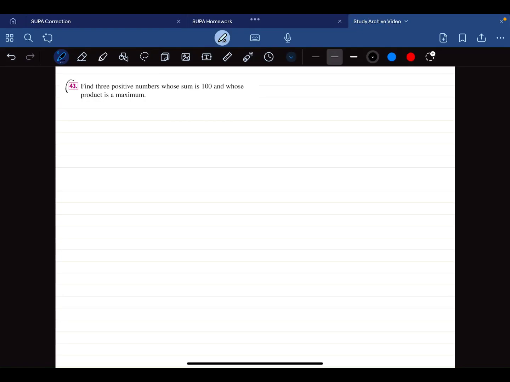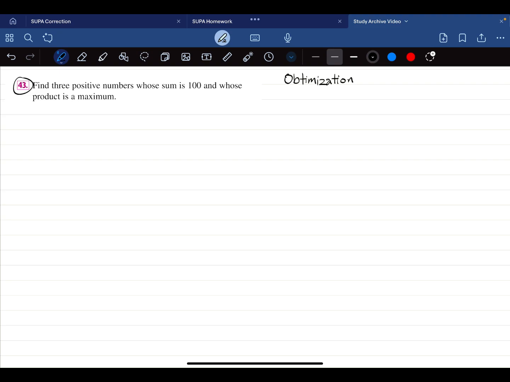So if we look at question number 43, we can see that this is also an optimization question. And we'll first look for our constraints. So we have three positive numbers. I'll name them x, y, and z, and they're all going to be over 0 because they're positive. And we know the sum is 100.